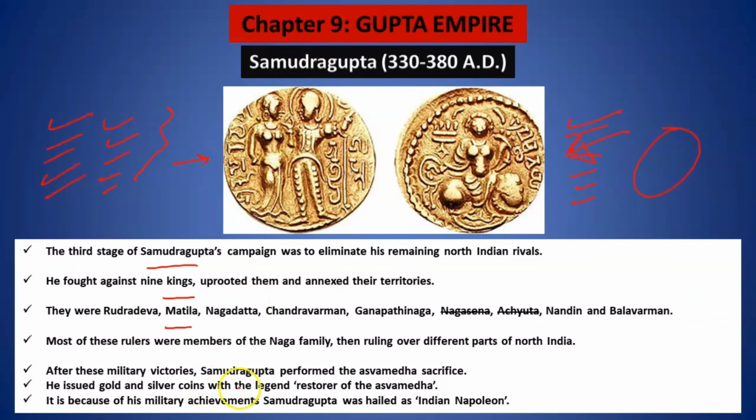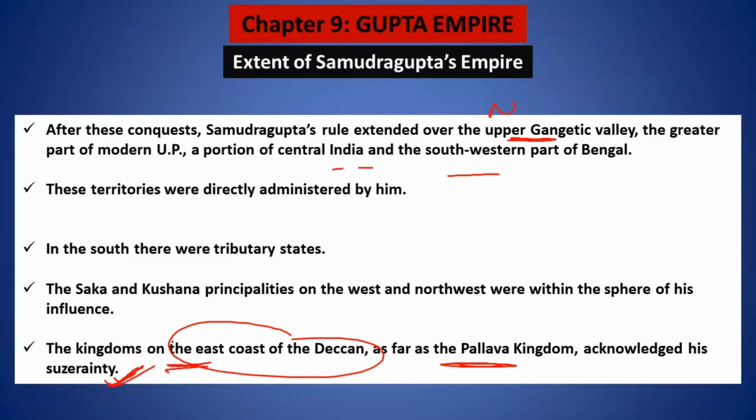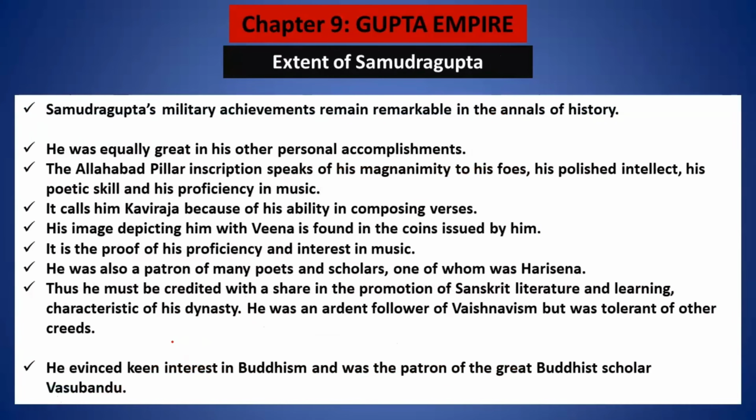And one very last important point is, on his gold and silver coins, he wrote "restorer of the Ashwamedh." That means he was trying to tell the world that, see, I am a firm believer of Brahmanism. Now this just shows the extent of his empire: in the upper Gangetic Valley he defeated those North Indian rulers, and then he came up to central and southern parts also. Up to the Pallava kingdom he had reached in the south, where those rulers acknowledged his suzerainty. I hope this point is clear. This we have already discussed.